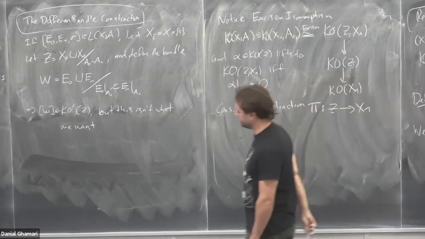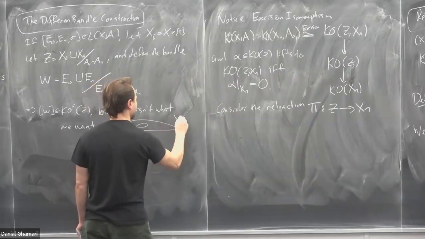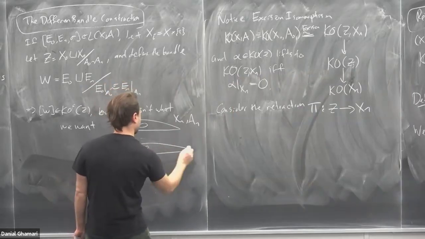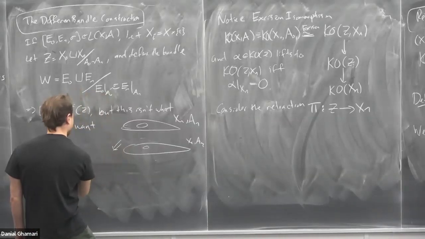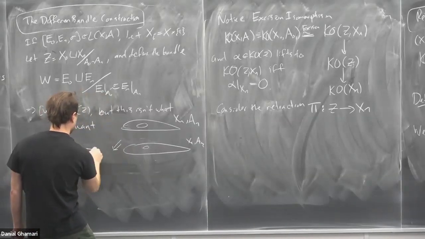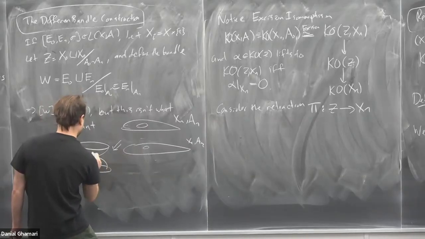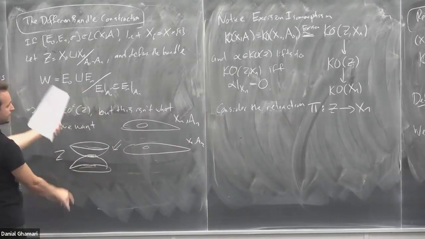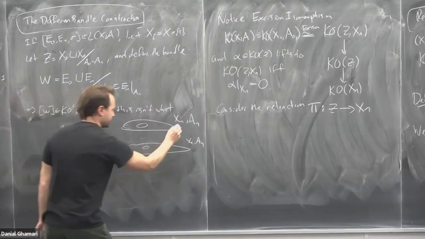If we draw a picture of all of this stuff happening, it's probably going to be easy to see. So here's maybe X1, A1, and here's X2, A2. And we make Z, which is like one bowl moved along its base to another bowl. Here's our Z, two copies of X glued together along the common subspace. And this is the X0 part, which should be 0 and 1.